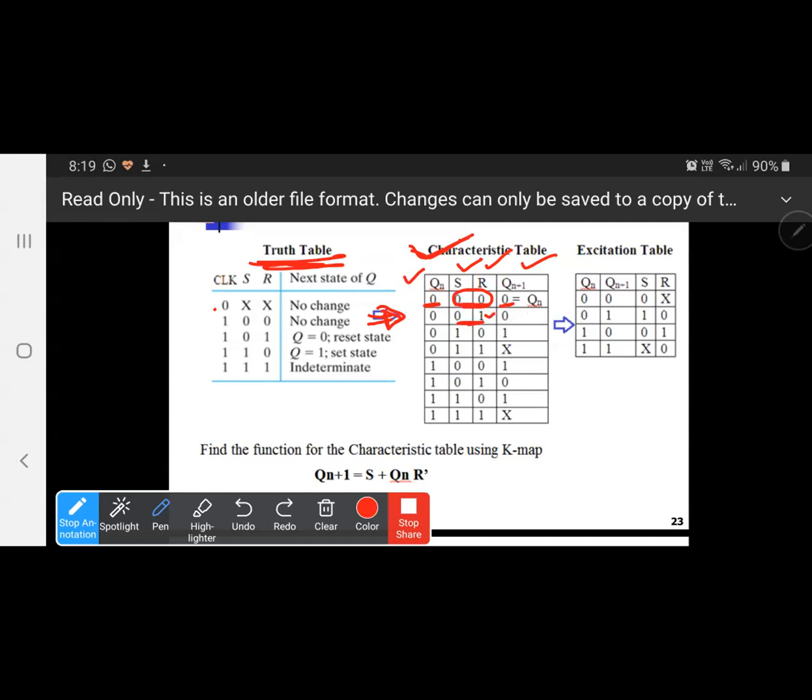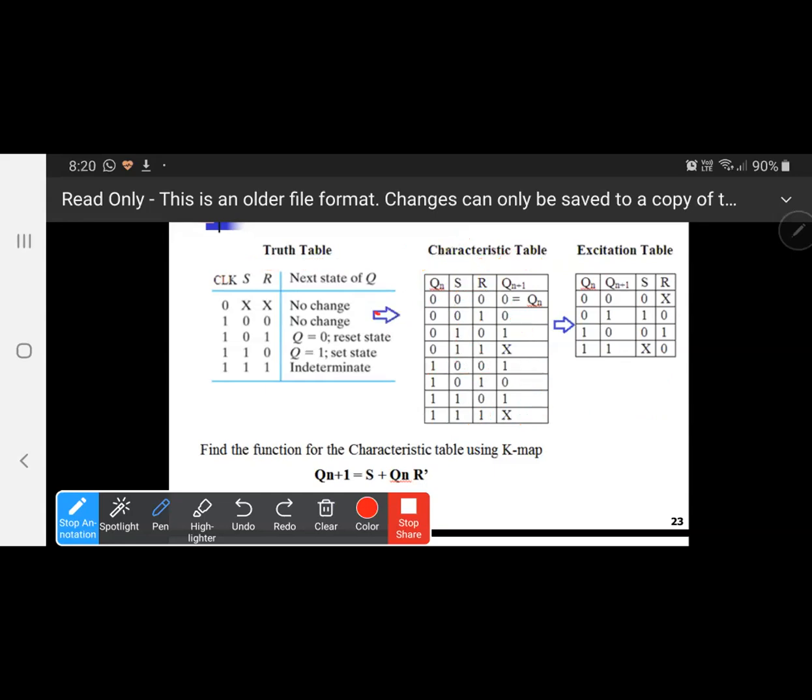Now here check. R is 1, so 0. S is 1, so 1. If both are 1, it is invalid, don't care. Means it can be 0 also, it can be 1 also. So I can write here don't care. Clear? Now both are 0 means memory. And what is in the memory now? 1, so 1 here. R is 1, so 0. S is 1, so 1. And both are 1 means don't care, invalid. Clear?